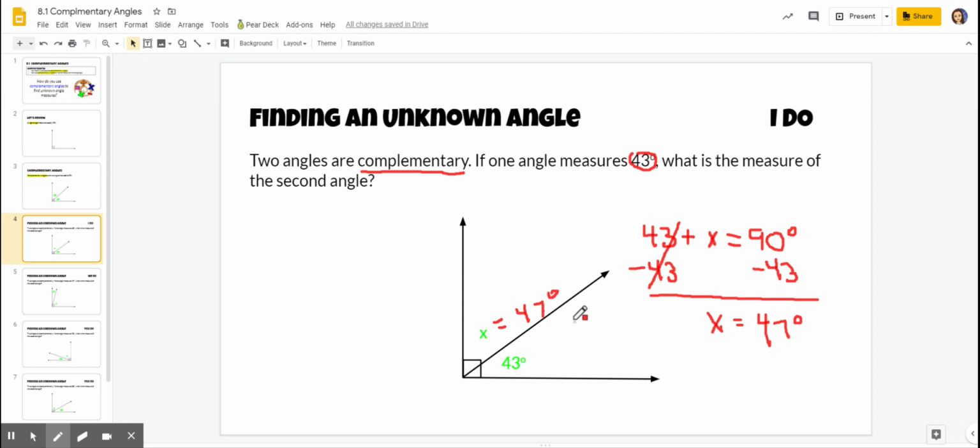So now we know that this angle is 47 degrees. And if I wanted to check this, I could take the 47 degrees, add 43, and it should give me a total of 90.